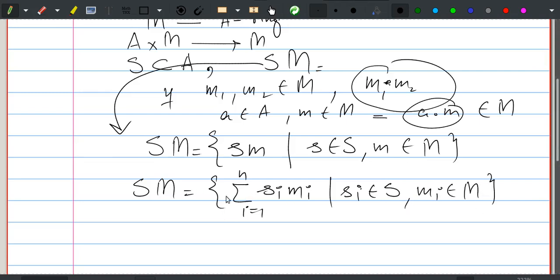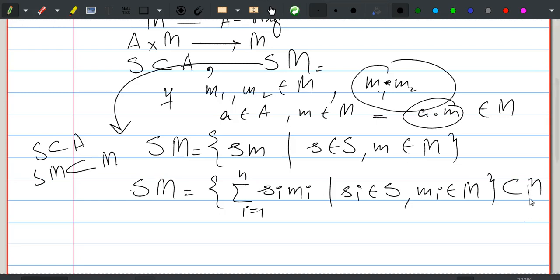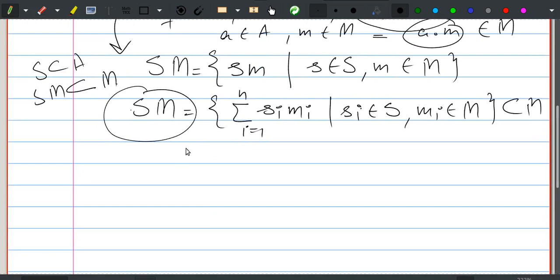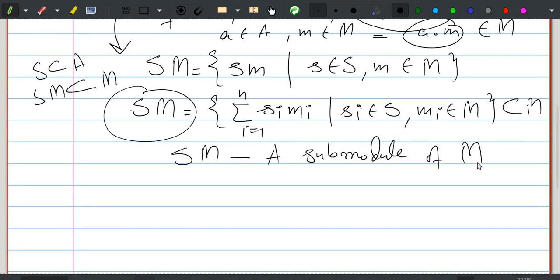then, S being a subset of A, SM is contained in M, because M is closed under the multiplication by the elements of A. Now it is natural to ask whether this set SM is a submodule of M or not, and it is easy to verify that this SM is actually a submodule of M, because M is given to be an A module.